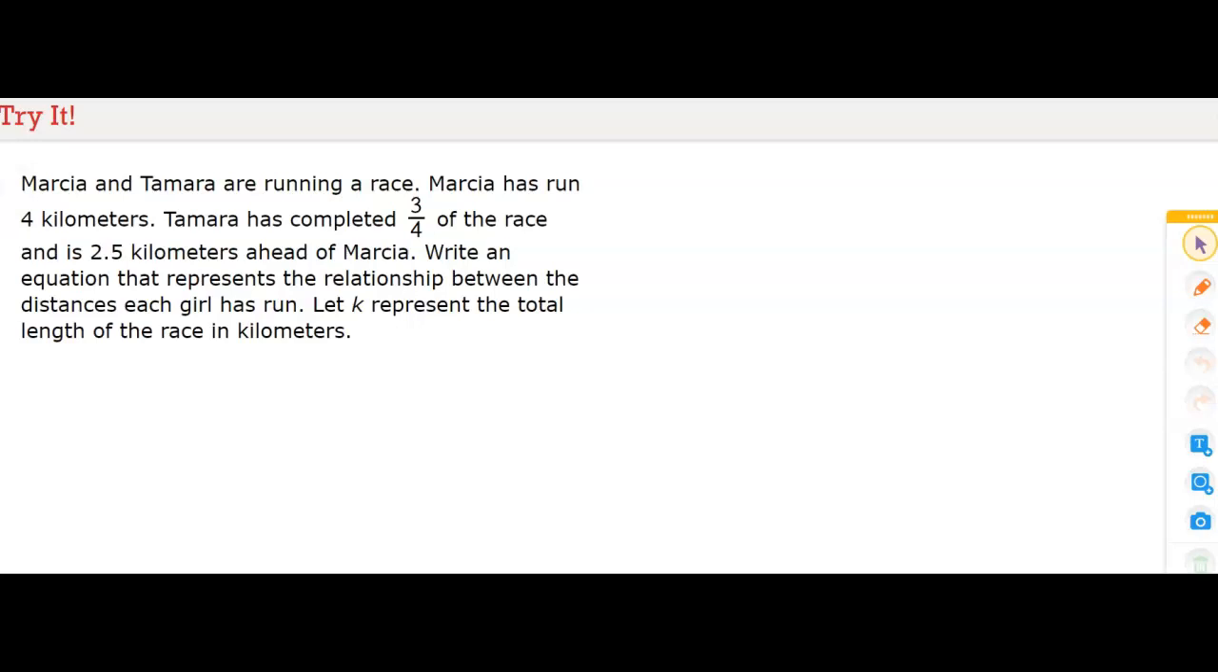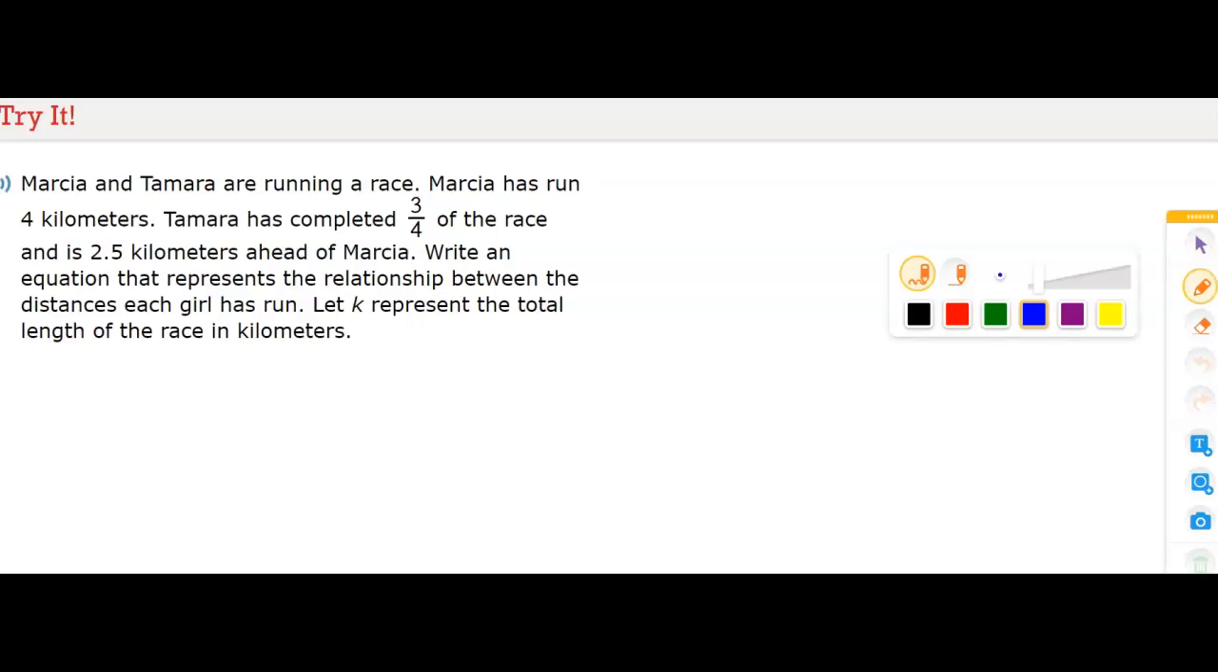Marcia and Tamara are running a race. Marcia has run 4 kilometers. Tamara has completed 3/4 of the race and is 2 5/10 kilometers ahead of Marcia. Write an equation that represents the relationship between the distances each girl has run. Let K represent the total length of the race in kilometers.